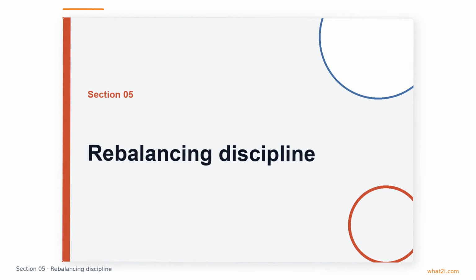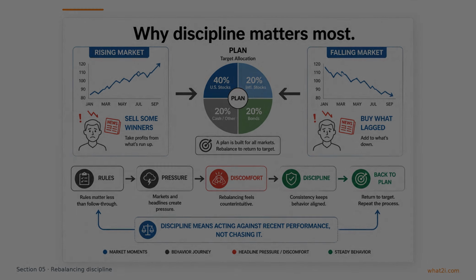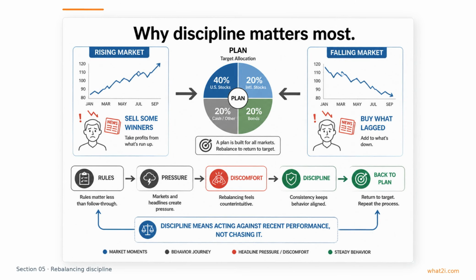Section 5. Rebalancing discipline. At this point, the technical side of rebalancing is fairly clear. What often matters more in real life is discipline. A good rule on paper does little if the investor abandons it the moment markets become exciting or frightening.